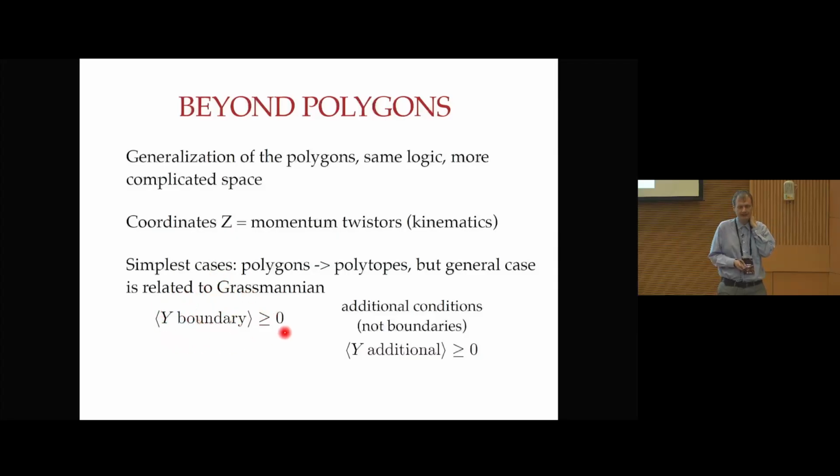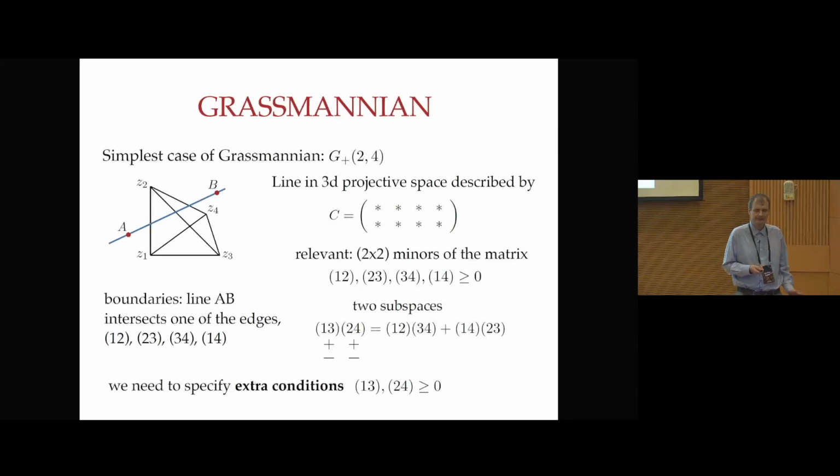In order to define the space, it's not enough just to tell what the boundaries of the space are. This was true for the polygon, but for Grassmannians, it's not true. You have to impose additional conditions, not just boundaries, to fully specify the space. We will see it in the simplest example of the Grassmannian G(2,4).